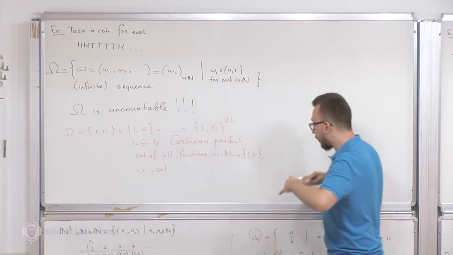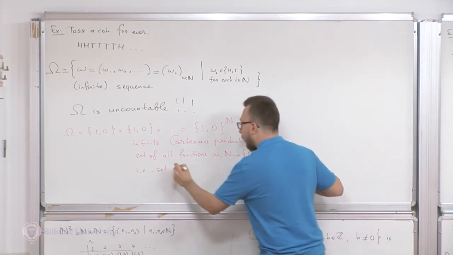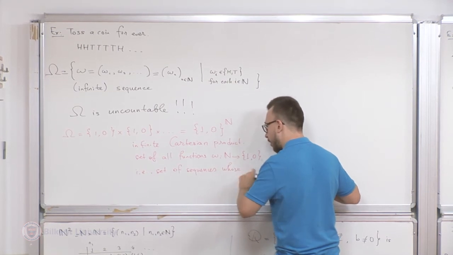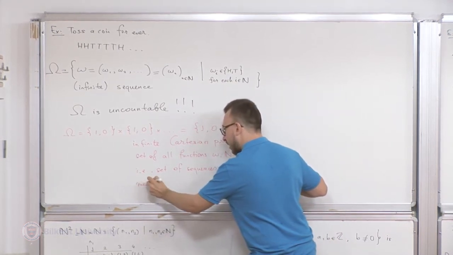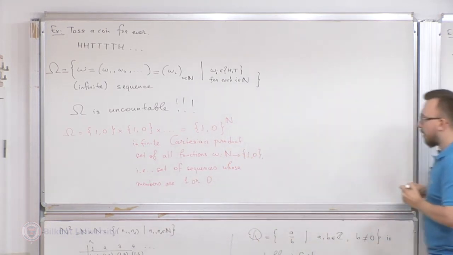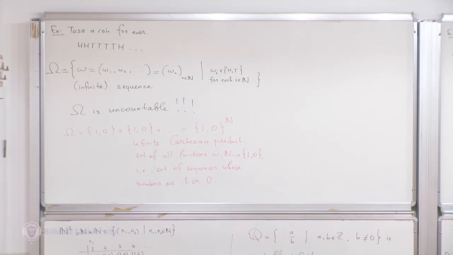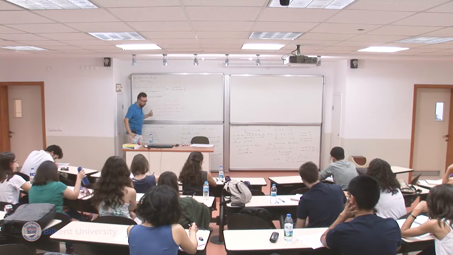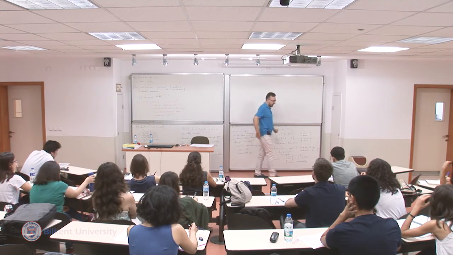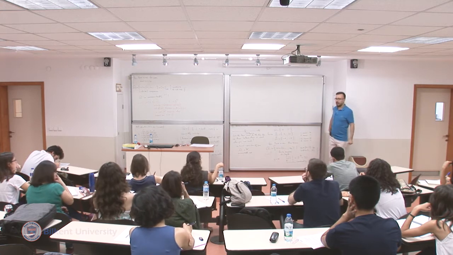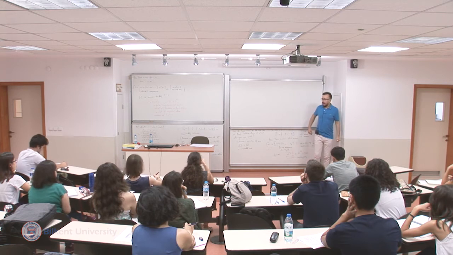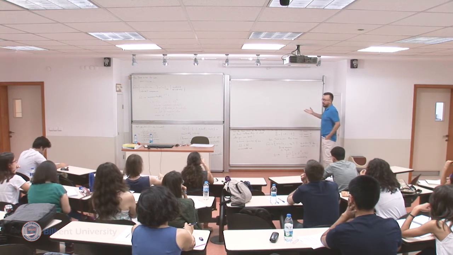So a set of all functions from naturals to {1, 0}. In other words, a set of all sequences whose members are 1 or 0. Of course, you're welcome to prove or try to see why this set is uncountable, but this is not something that I'd like to discuss in the lecture. Okay? It's an interesting fact.